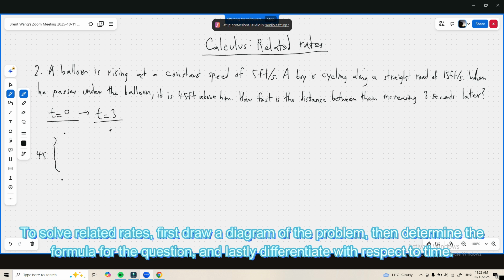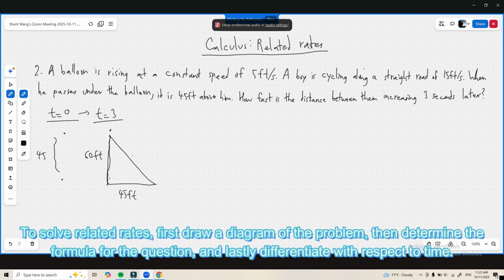The balloon is going to be 60 feet off the ground. And the boy is riding at 15 feet per second, so 3 seconds later, that's 45 feet. Let's make this a straight line. So 45 feet, because 15 times 3 is 45. And the balloon rises at 5 feet per second. It's originally 45 feet, plus 15, that's 60 feet. And this is the distance.